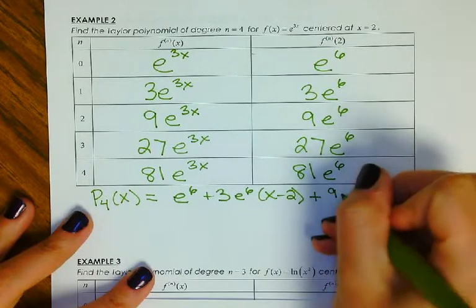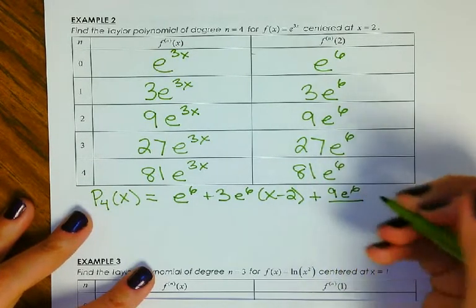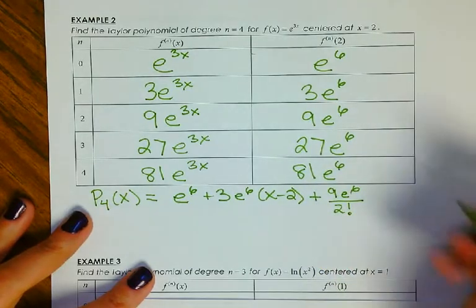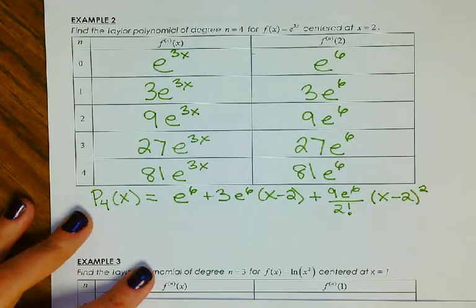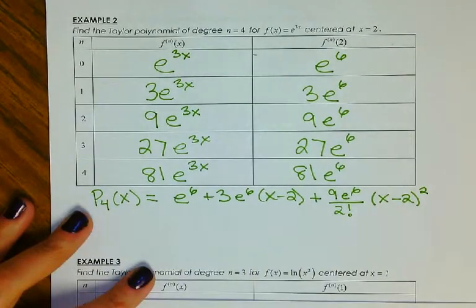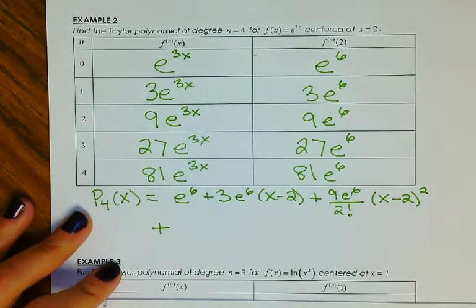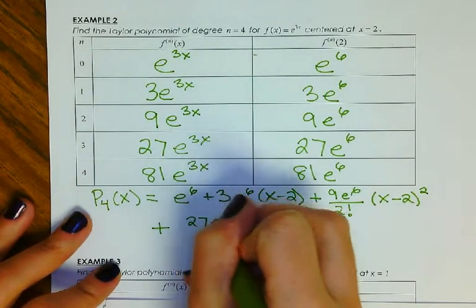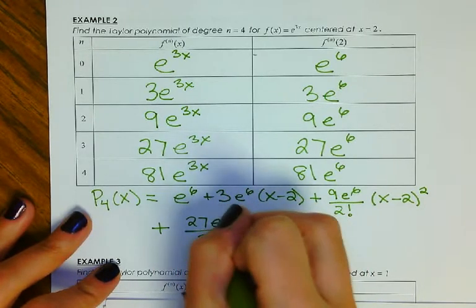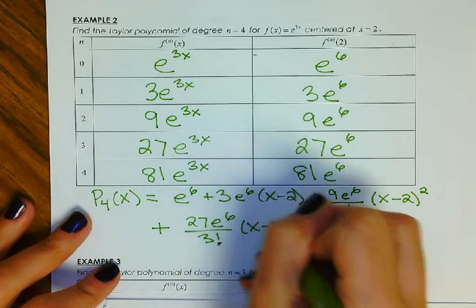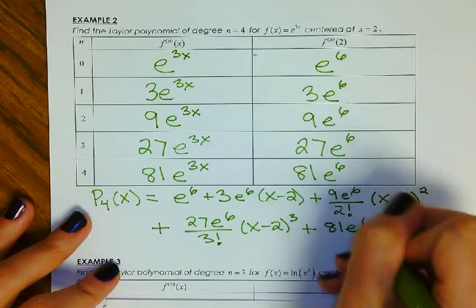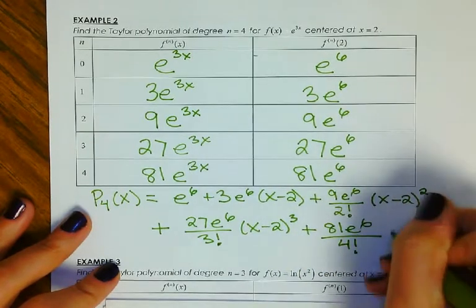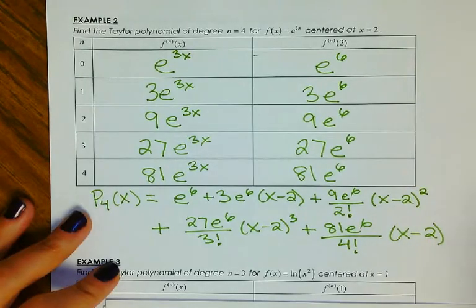Plus, now I do this one. So it's 9e to the 6th over 2 factorial. Again, you could leave it as 2 or 2 factorial. Multiplied by x minus 2, now squared. For time, I'm just going to go down to the next line so that everything fits, but it's still plus. The next term would be 27e to the 6th over 3 factorial, times x minus 2 to the 3rd, plus the last one, 81e to the 6th over 4 factorial multiplied by x minus 2 to the 4th.